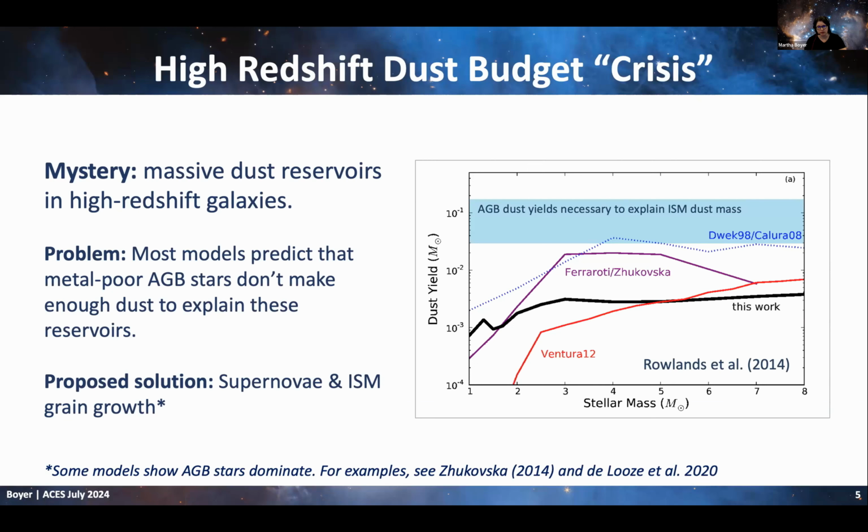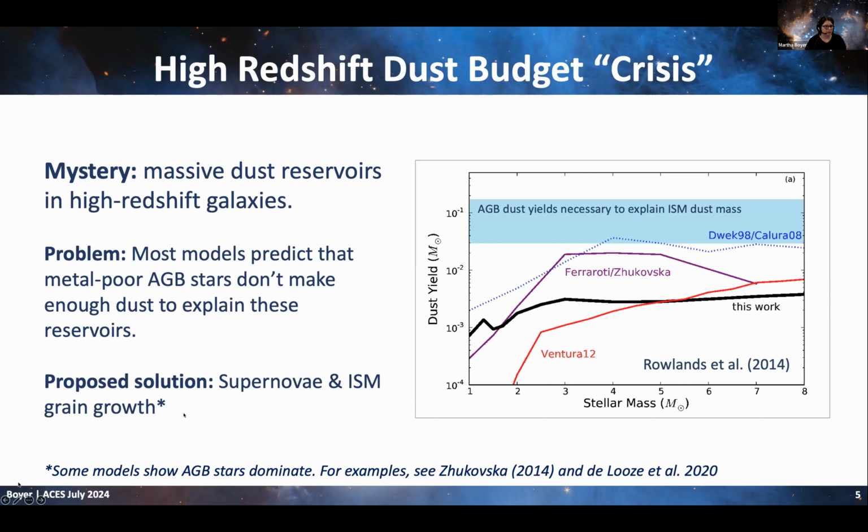This is just an example on the right from Rowlands et al., showing a few different models of dust yields. They would need to have yields high enough to cross this blue bar up here in order to be enough to explain the amount of dust in this particular galaxy. And they don't. Maybe a teeny tiny bit right here from this one model, but most of them don't. And so the solution has been for a number of years now to attribute the dust to supernova and ISM grain growth, so very different from what's going on in our solar system. But this has been sort of an accepted solution for the most part.